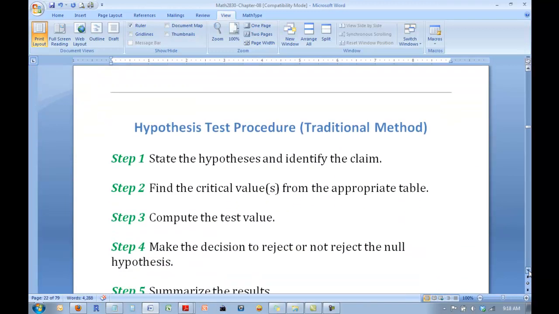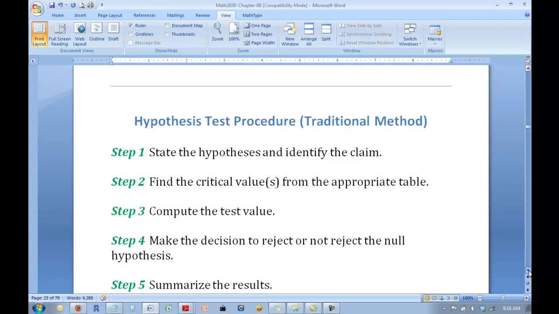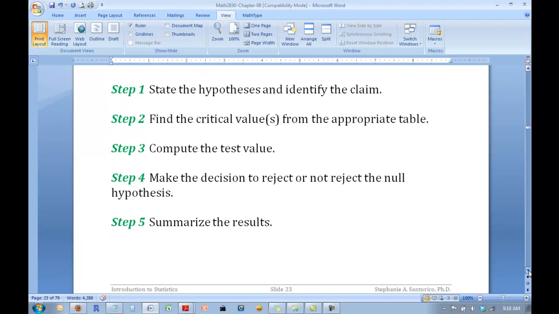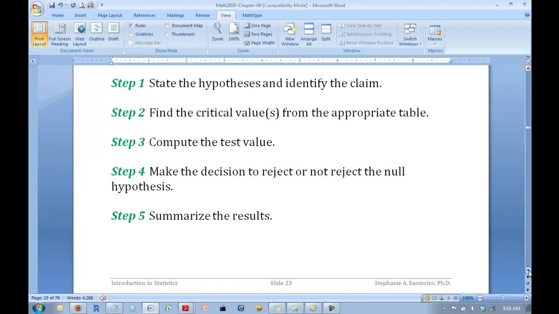Stepwise, we're going to start out by stating our hypotheses and identifying our claim. We'll find our critical values from the appropriate table, and for our course we'll be using either the Z or the T table. We'll compute the test value, and then figure out whether it falls in the critical or the non-critical region. Depending on that, we'll make our decision whether to reject or not reject our null hypothesis, and then we'll summarize our results. So this is the overview of how the process is going to go.